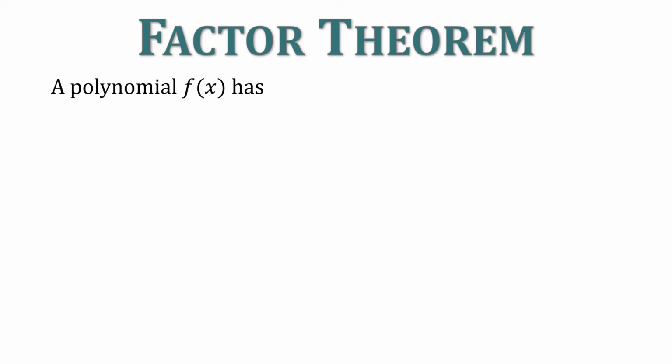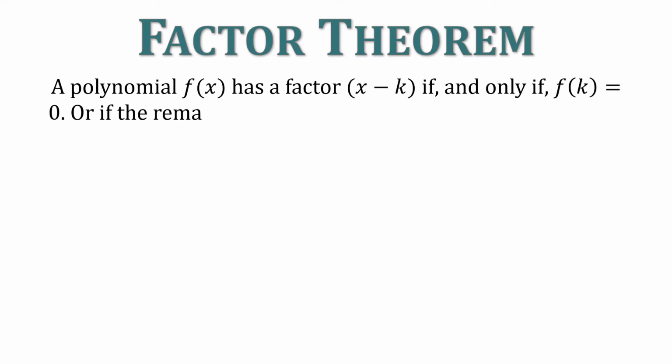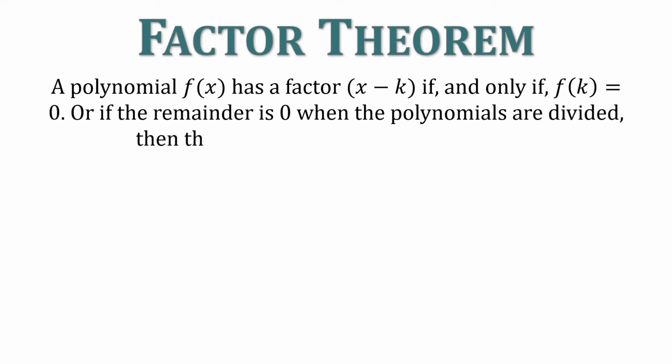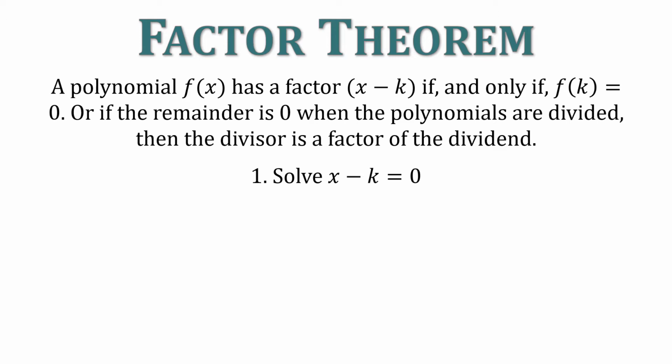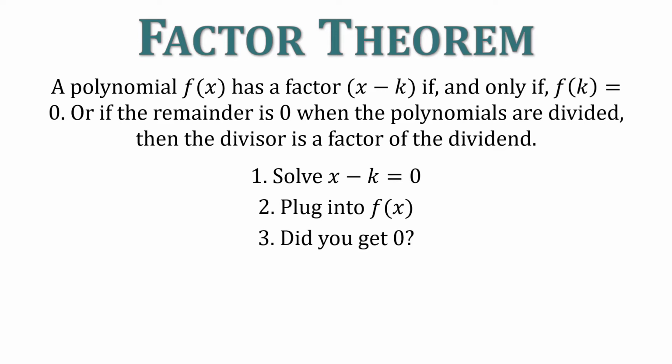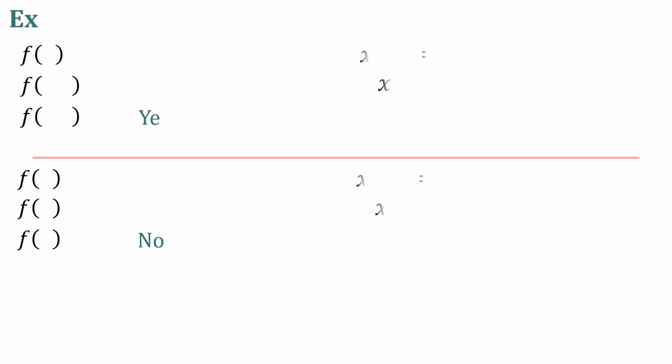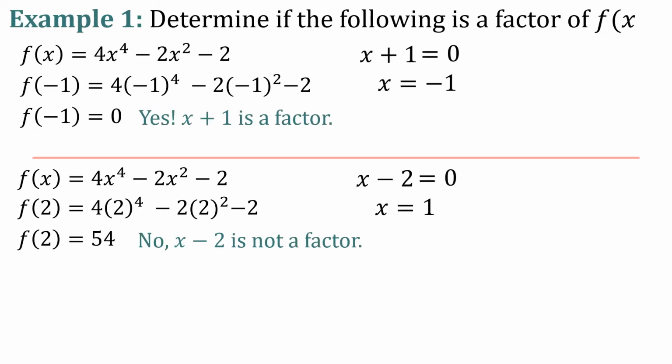The factor theorem states a polynomial f of x has a factor x minus k if and only if f of k equals 0, or if the remainder is 0 when the polynomials are divided, then the divisor is a factor of the dividend. Remember, that means that we need to solve x minus k for x. Whatever we get, we're going to plug that into the function, and then we're going to say, did we get 0, yes or no? If you did, then of course it is a factor.